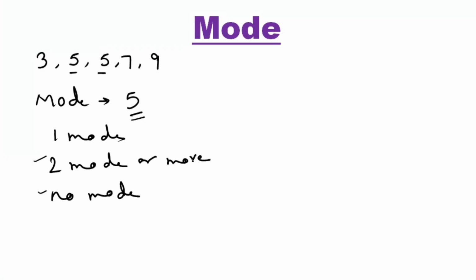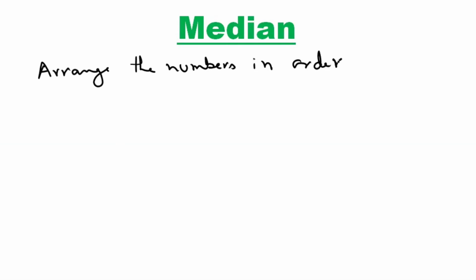Now let's see what is median. Median means the middle number. Okay. So how can we find the median? From the data we have to see which is the middle number, but there is an important rule for finding the median. What's that rule? The rule says we have to arrange the numbers in order first. Okay. When we find the median, we have to first arrange the numbers in order.